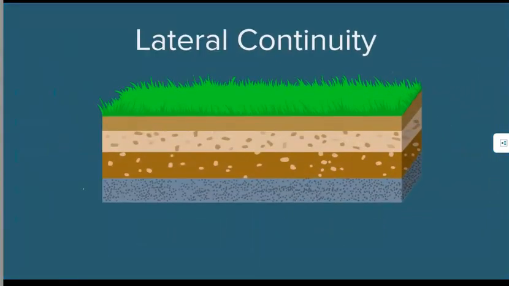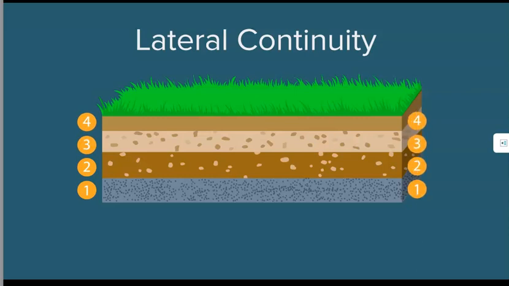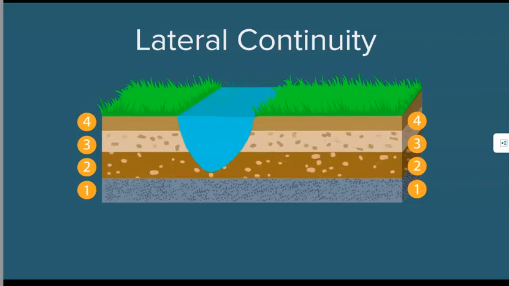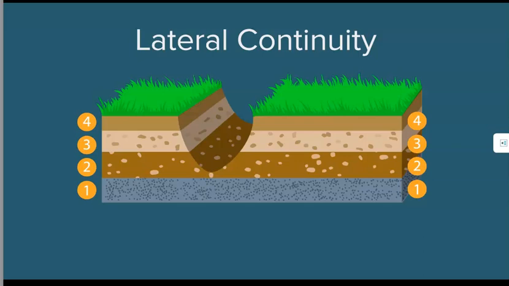The principle of lateral continuity states that the sediments are deposited in large continuous sheets in all lateral directions. So, let's say that a river carved out a canyon over time. Even though these rock layers have been eroded by the water, the order of the layers does not change.